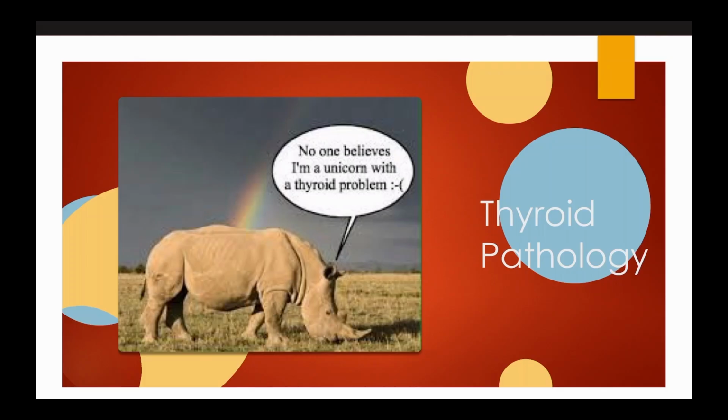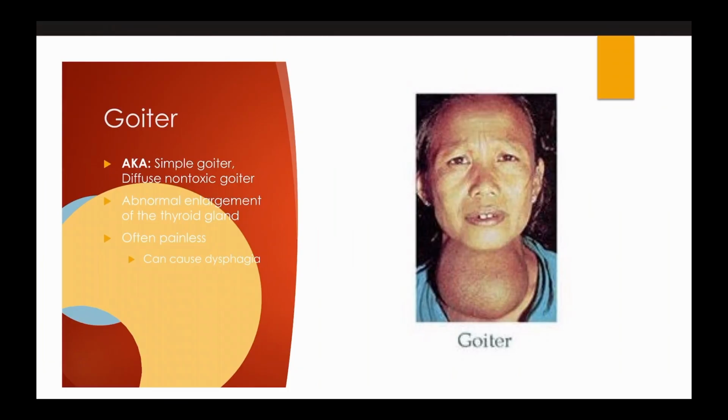Okay, so let's talk about thyroid pathology now. Okay, goiter, also known as simple goiter or diffuse non-toxic goiter, which means this is not really cancer or anything, it's just non-toxic goiter, and just an abnormal enlargement of the thyroid gland, painless. When we start getting into these thyroid diseases, we're going to go through some symptoms. Some of them are painless, some of them are painful. Know when we start studying things, those are important things to keep in mind.